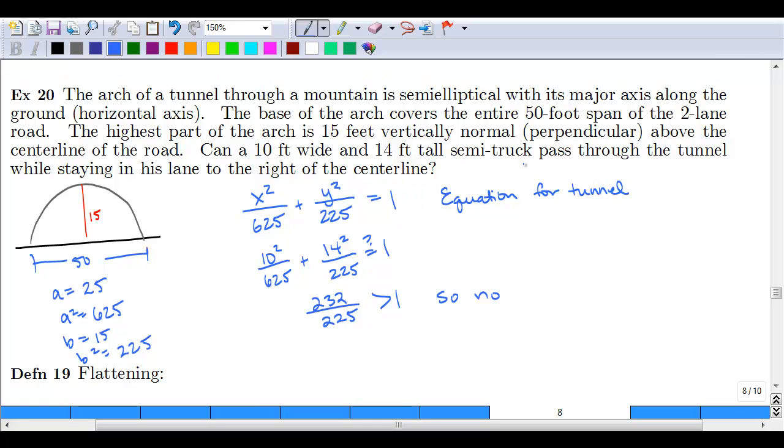Now to check to see if that semi will fit through, you can plug in x is 10 and y is 14. If you do that, you end up with 232 over 225, which is about 1.03, which is greater than 1. So no, the truck will not fit. Other than going left of center, and you can check to see if that would work, the only other option really is to deflate the tires a bit, because we're really close, or find an alternative route that doesn't go through the tunnel. Some things to keep in mind when design is involved.